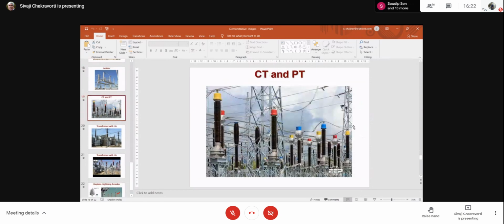Here you can see the CTs and PTs, and you can clearly see the red, yellow, blue. Here you can clearly see, right, the RYB phases. Looking at it, if somebody asks, can you tell me which one is CT and which one is PT? Is it possible? The answer is yes, but you have to know it. How? I will explain it with the help of this blue color. It will be easy because you can see it clearly.